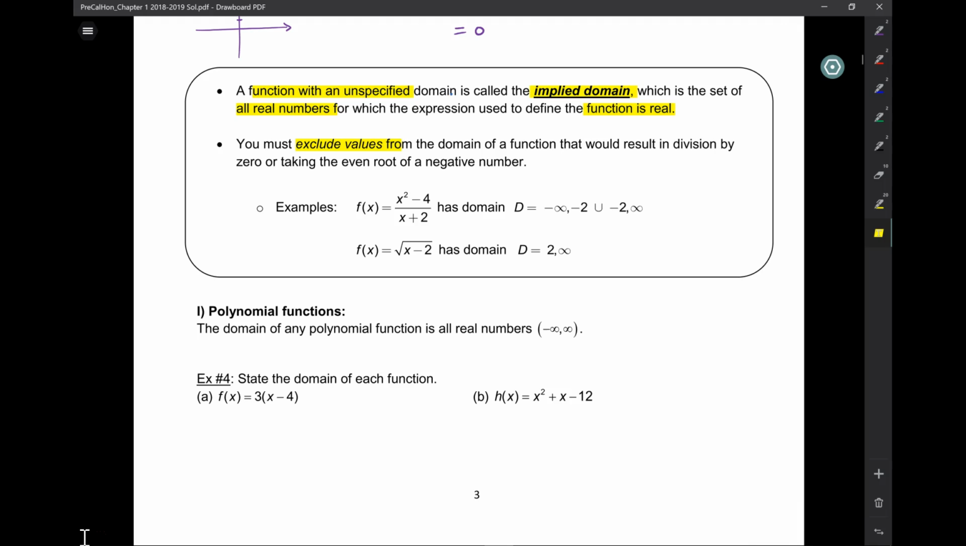Where would a function not exist? Well, it's when there is division by 0, or if you took the even root of a negative number. These are two huge no-nos. You can't divide by 0.